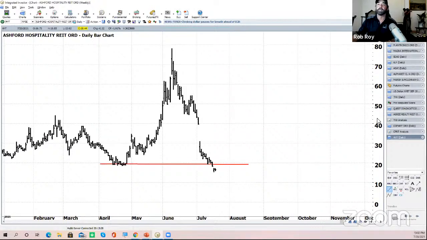So hopefully that makes sense on why it's just financial suicide to do a reverse split before an earnings report and then report bad earnings. That makes no sense at all.